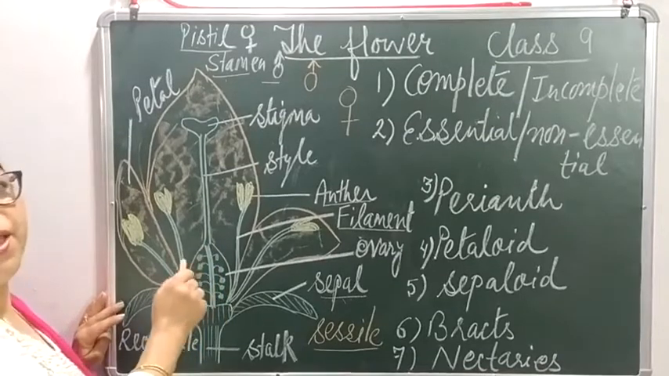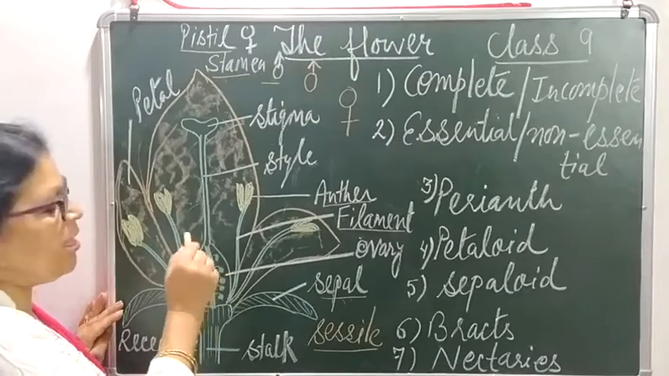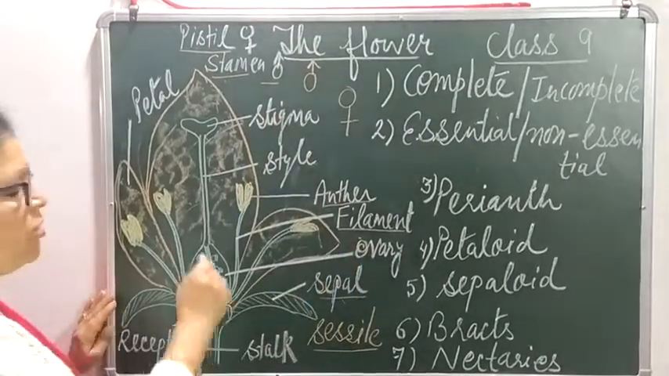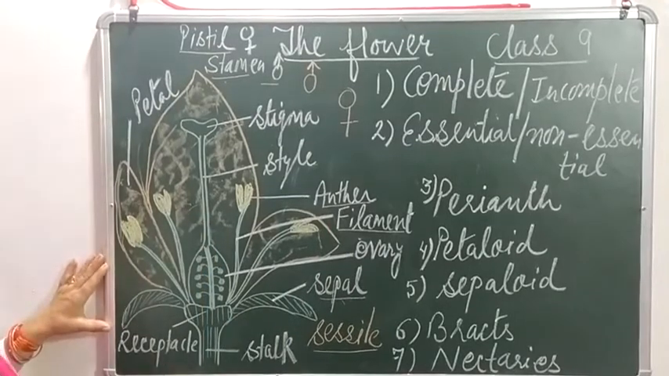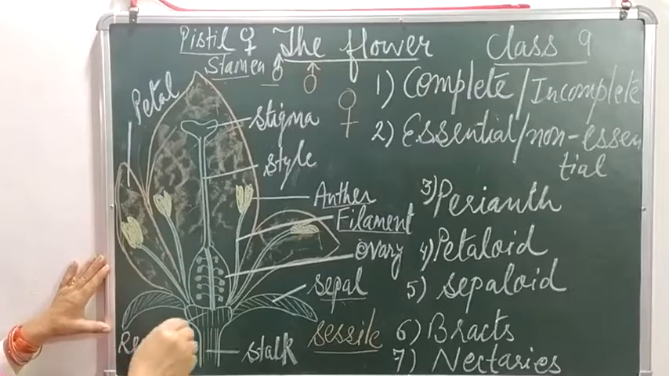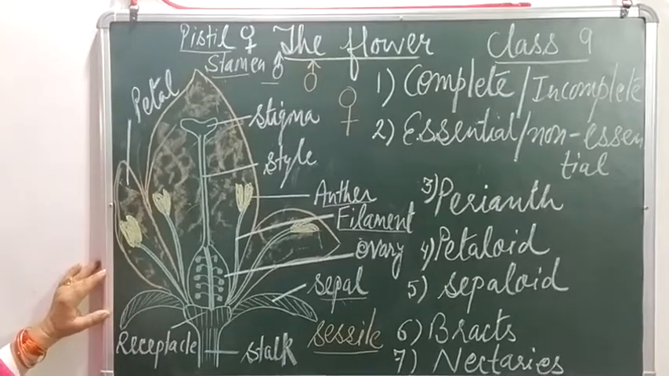Now a pistil may have one carpel or many carpels, and each carpel has stigma, style and ovary. Now this is the fourth and innermost whorl, and this is called gynoecium. So all the carpels together form the fourth whorl, that is called gynoecium.